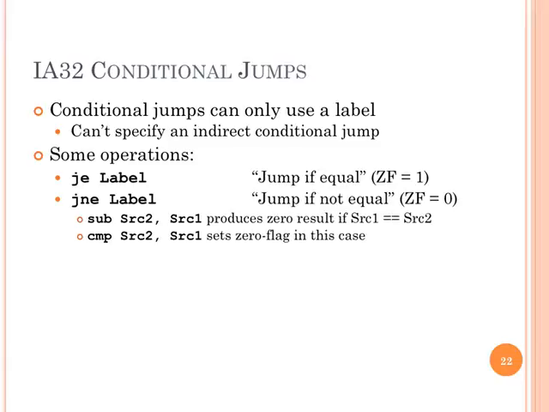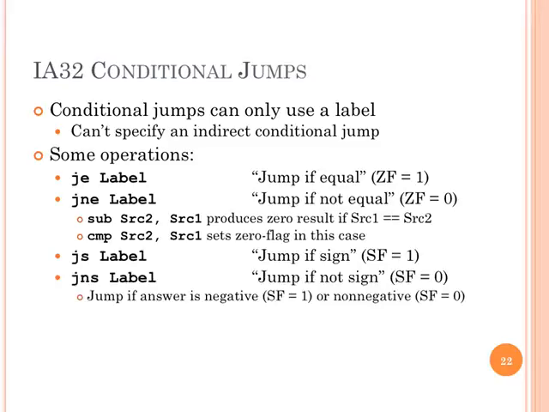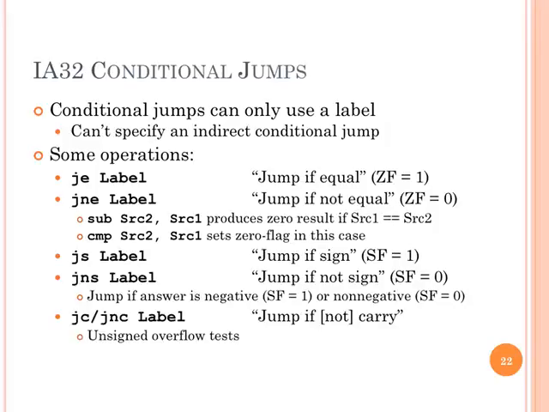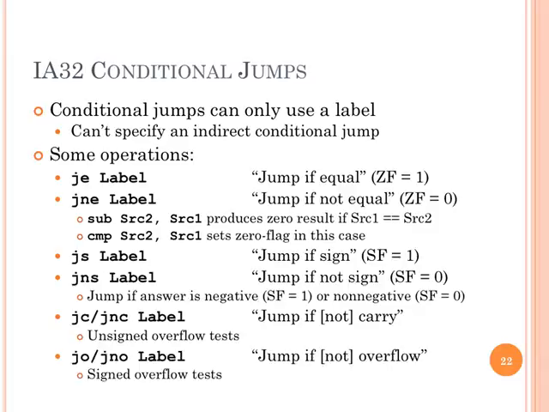You can also do JZ. That would be jump if 0. And JNE would be the inverse of that. Okay, so jump if sign, jump if not sign. So jump if sign, you're saying the answer was negative. Jump if not sign, the answer was 0 or positive. JC or JNC, so that's just jump if carry or jump if not carry. And JO or JNO, that's jump if overflow or jump if not overflow.